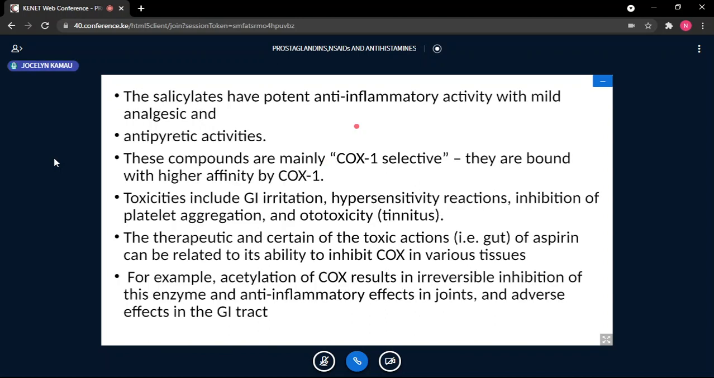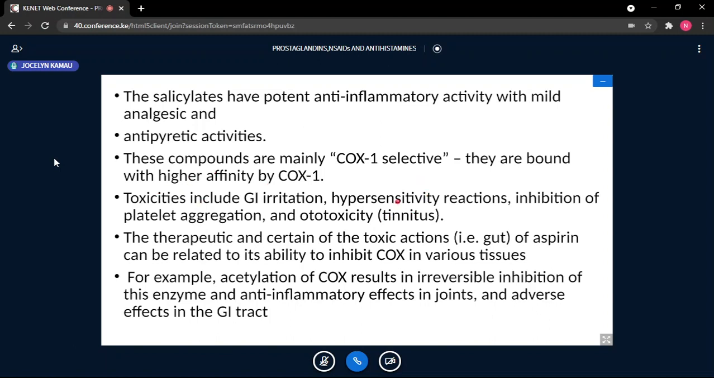The salicylates have potent anti-inflammatory activity with mild analgesic and antipyretic activities. These compounds are mainly COX-1 selective. They are bound with higher affinity by COX-1. Toxicity includes GIT irritation, hypersensitivity reactions. Through the carboxylic group they will bind albumin, and there is inhibition of platelet aggregation, and ototoxicity or tinnitus.